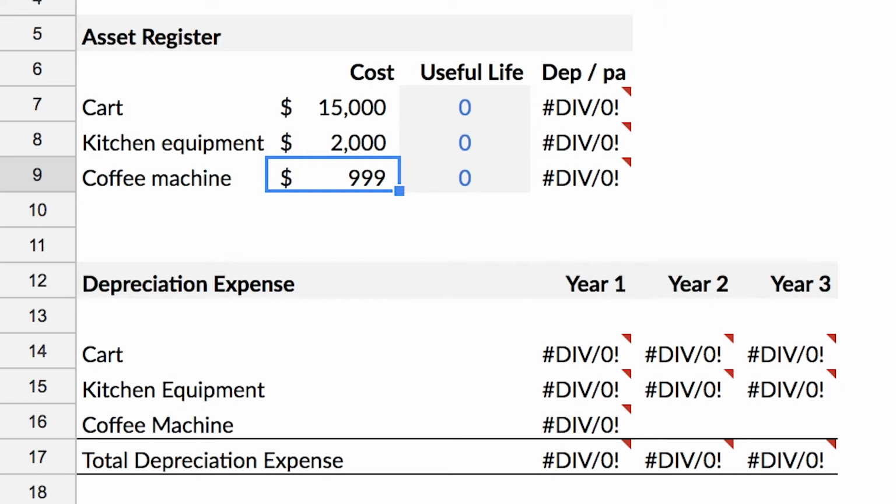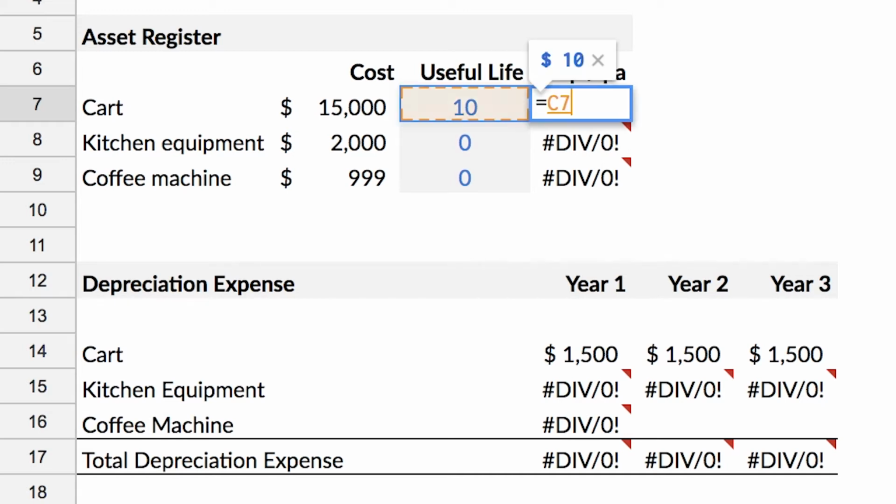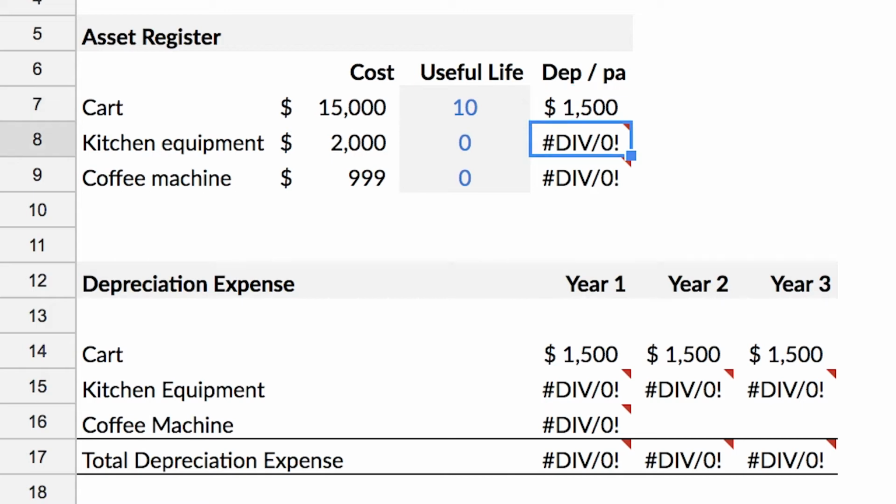Now, the way to think about depreciation, as we've discussed before, is what's the actual useful life of that asset and what's the value you're getting from that asset each year. So let's assume the cart will last us 10 years. Make that useful life 10. So what this formula is doing is it's taking the $15,000 and dividing by 10 years to get a depreciation expense item per annum. So that's $1,500 per annum.